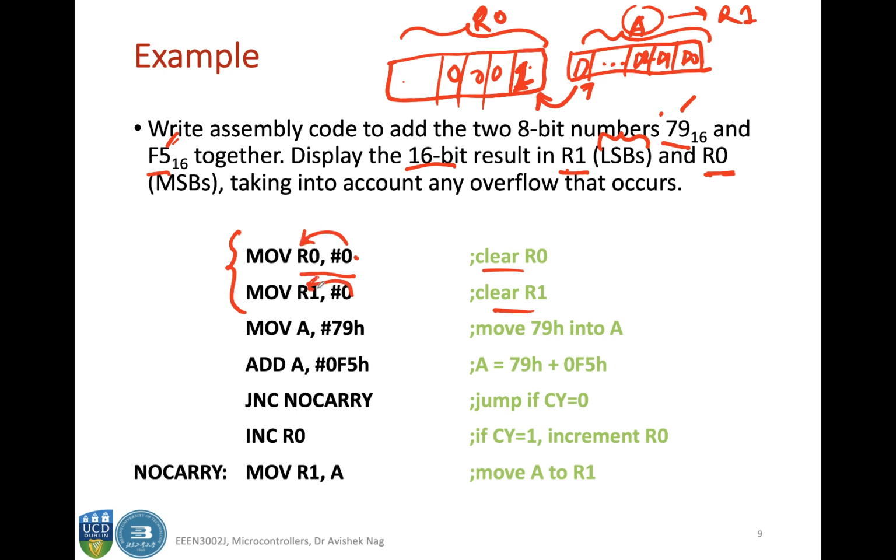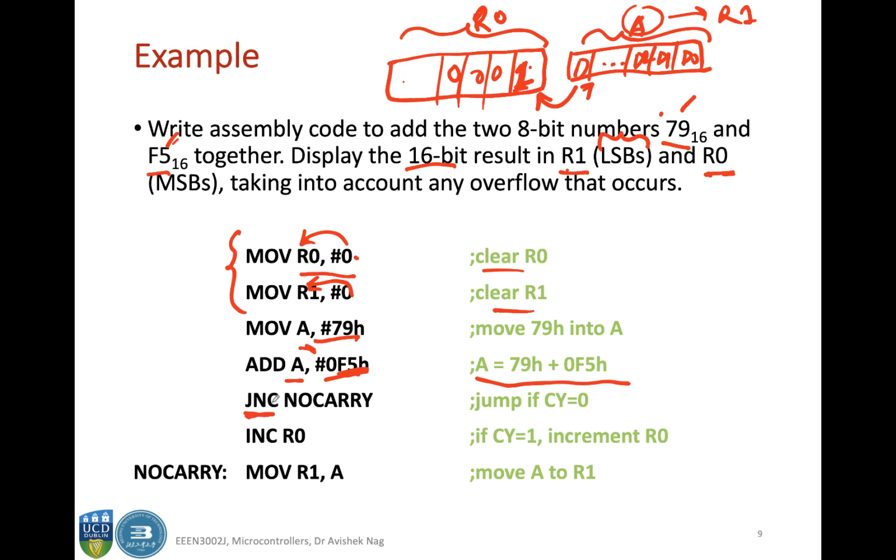Okay, so then you move your first number into the accumulator, and add that second number with the contents of the accumulator. So basically this is happening in this line. Now you have to check whether there is a carry or not. Okay, so you saw that at the end of the last lecture we were discussing some jump instructions.